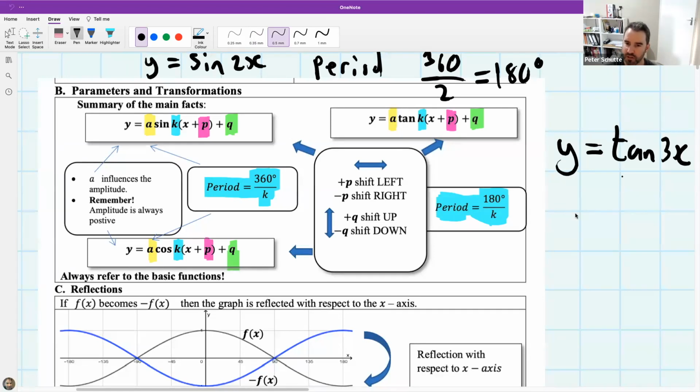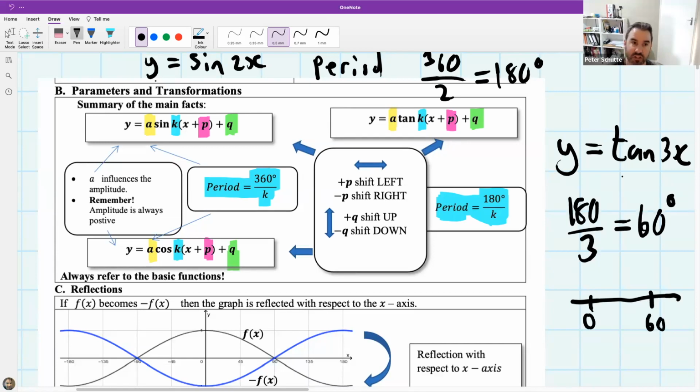So we know the formula says 180 divided by k, so we go 180 divided by 3. And the new period is going to be 60 degrees. Now, what that means is that a whole tan graph is going to fit in 60 degrees, right? So if we imagine we were drawing this graph, we would know that a whole tan graph will fit in 60 degrees. And that's what it means to change the period of the graph.